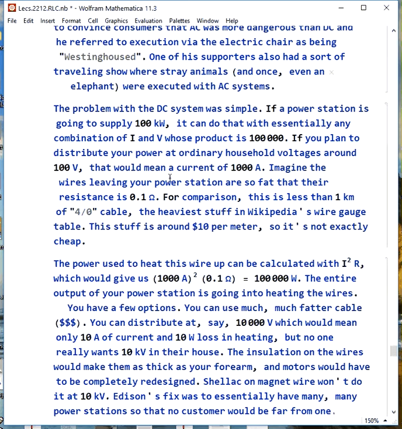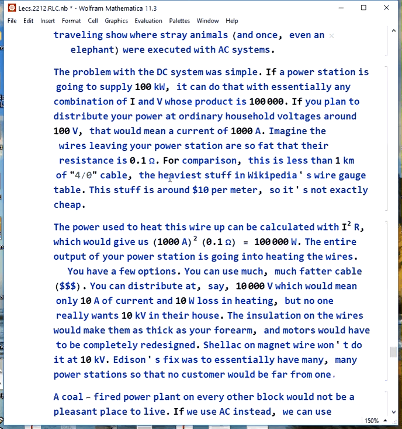The problem with DC is not hard to understand. If we have a small power station, like they would have been talking about, let's say it's 100 kilowatts, we can distribute that with any combination of I and V whose product is 100 kilowatts. If you want to do it with ordinary household voltages in the 100-volt ballpark, that would mean you need a current of 1,000 amps coming out of your power plant.